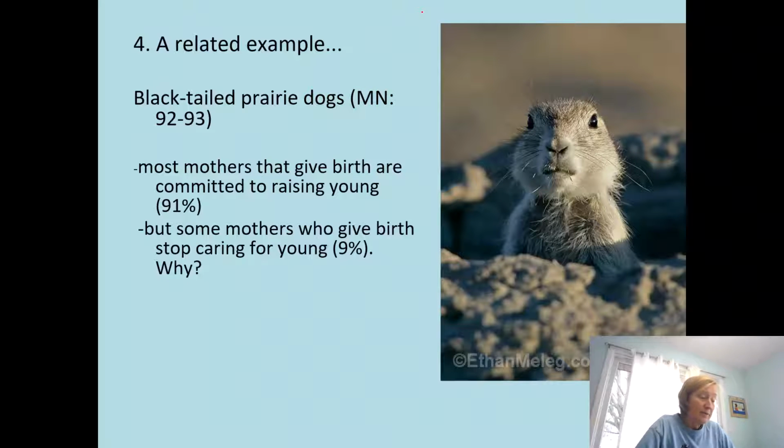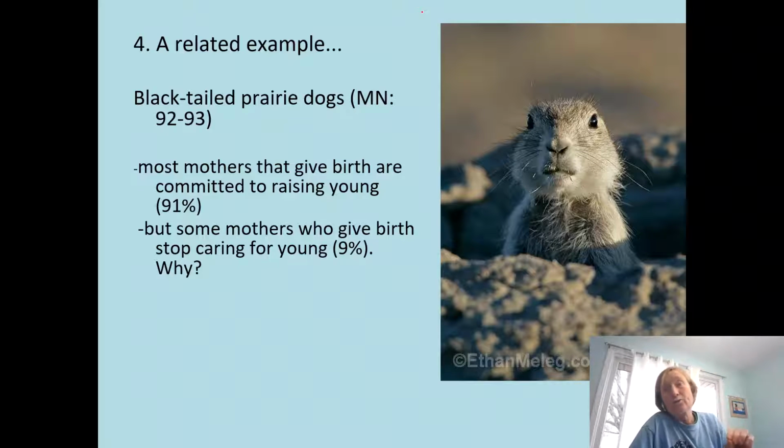Here's another kind of interesting situation in black-tailed prairie dogs. They're so cute. I love them. Anyway, most moms that give birth raise their young. They're committed to raising their offspring. But there are some mothers who give birth who stop caring for their offspring, and they just die. Like 9% of births, moms stop caring, and all the offspring die. Why on earth would mom ever stop caring? These are her offspring. Shouldn't she care about raising them to be successful, healthy young?